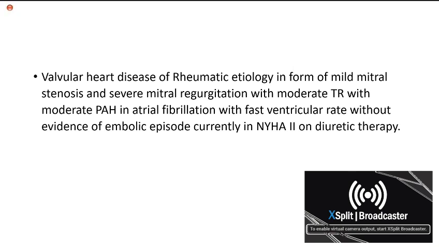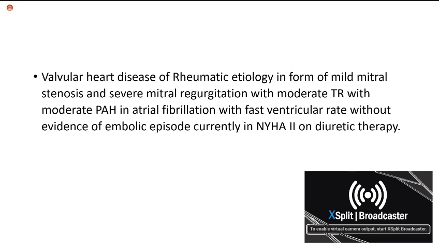Sir, mild mitral stenosis with severe mitral regurgitation, with moderate tricuspid regurgitation, moderate PH, in atrial fibrillation with controlled ventricular rate, without evidence of embolic episode, currently in NYHA 2. Let me go to your physical findings. Did you describe a murmur increasing on inspiration? No, sir. Only on the basis of prominent V wave, I wrote moderate TR. Whether I can write that or not?